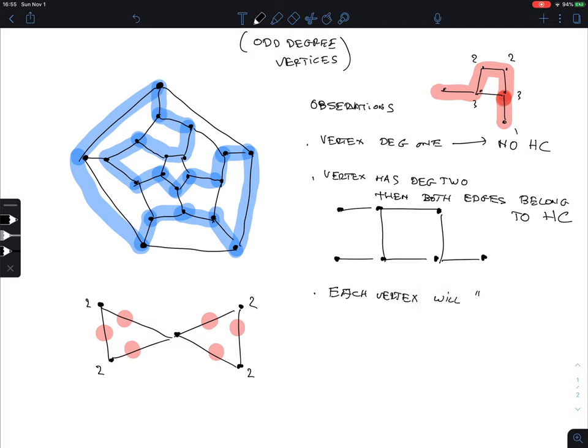So there's another observation, is each vertex will use two of its edges only in the circuit. And that's what I'm trying to say. If each of these edges, by virtue of the fact that they are the edges under degree two, right? That's this, every degree two, both of the edges must be part of it. So all these must be part.